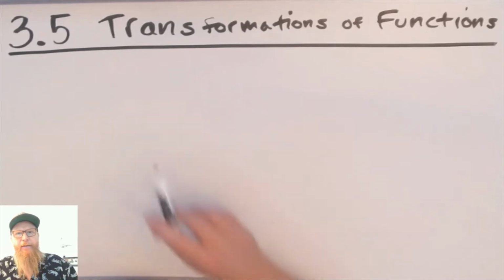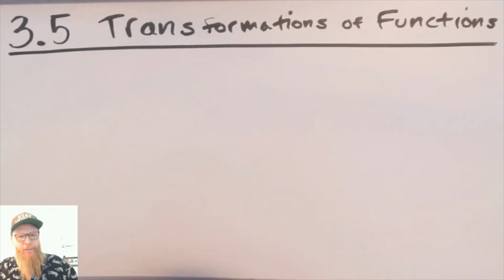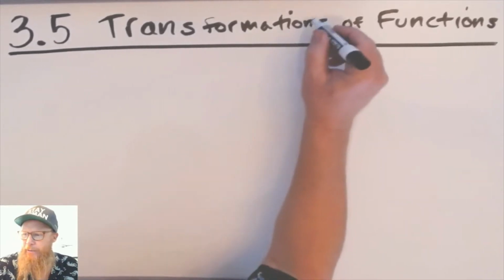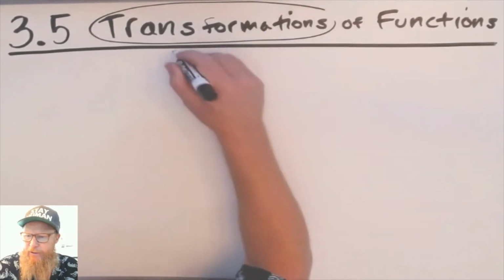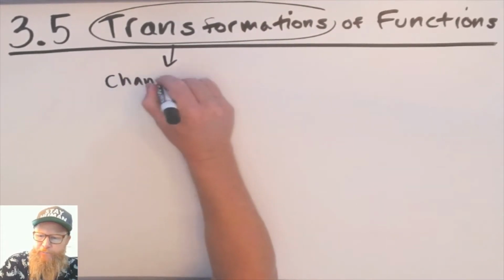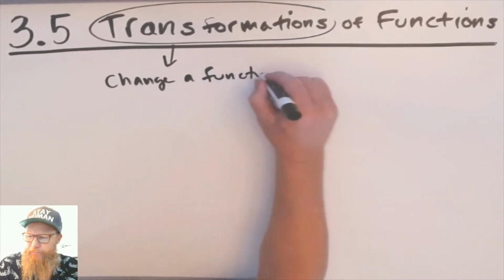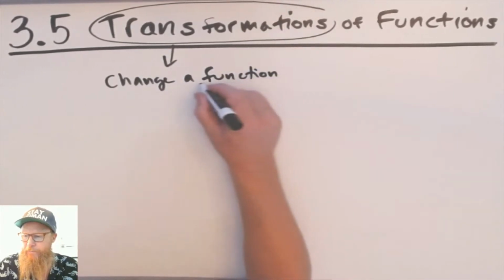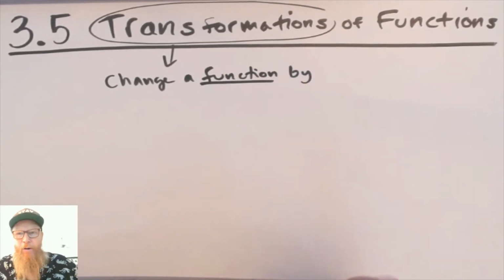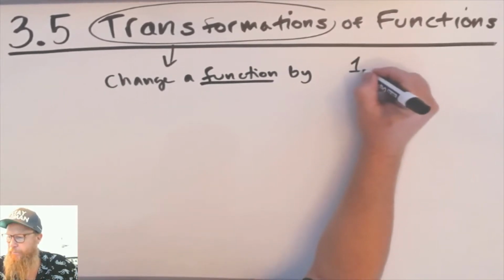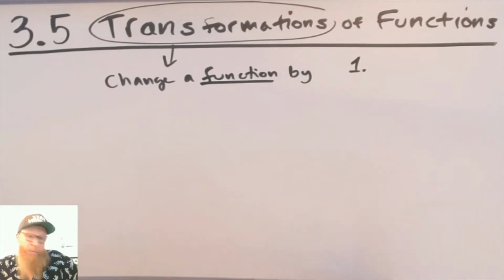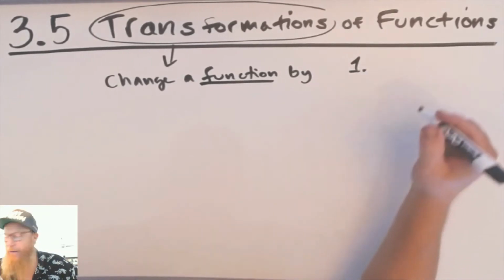3.5 today, the transformations of functions. So a transformation means to change a function by one of the following transformations. So there are four basic types.